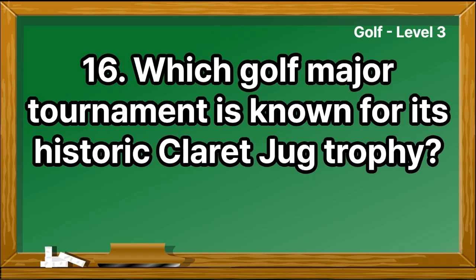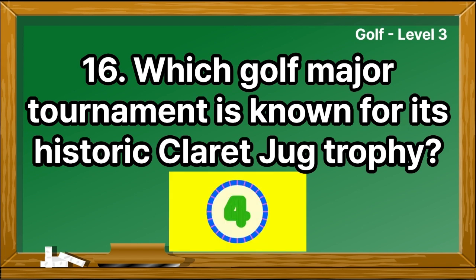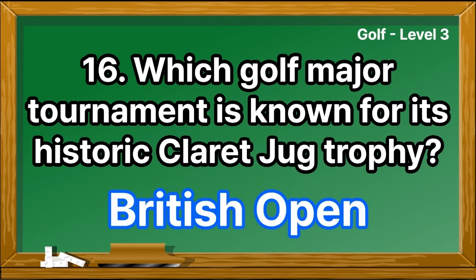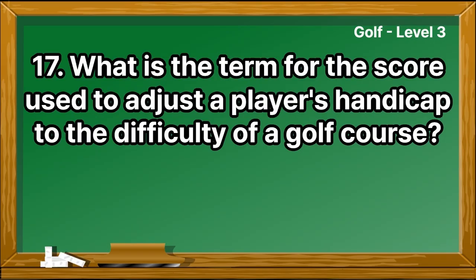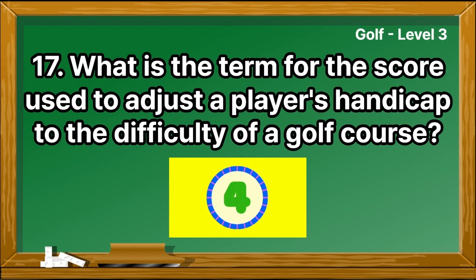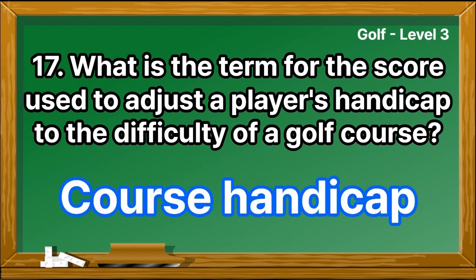Which golf major tournament is known for its historic Claret Jug Trophy? British Open. What is the term for the score used to adjust a player's handicap to the difficulty of a golf course? Course handicap.